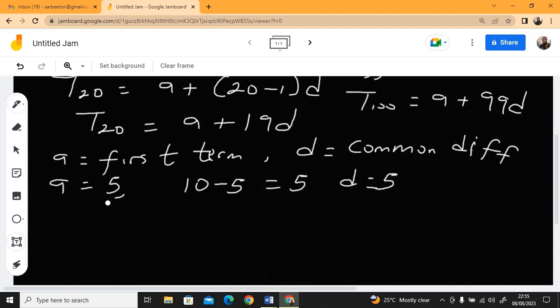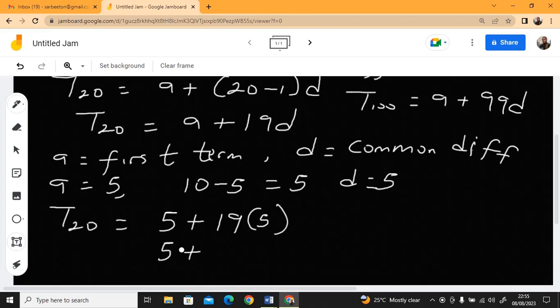Now using this formula, my 20th term T20 will be, what's my a? My a is 5, plus 19, then d, the common difference, is 5. You close the bracket. So we have 5 plus 19 times 5. When we use our calculator, 19 times 5 is 95. So 5 plus 95 means our T20 equals 100. So this is our 20th term.